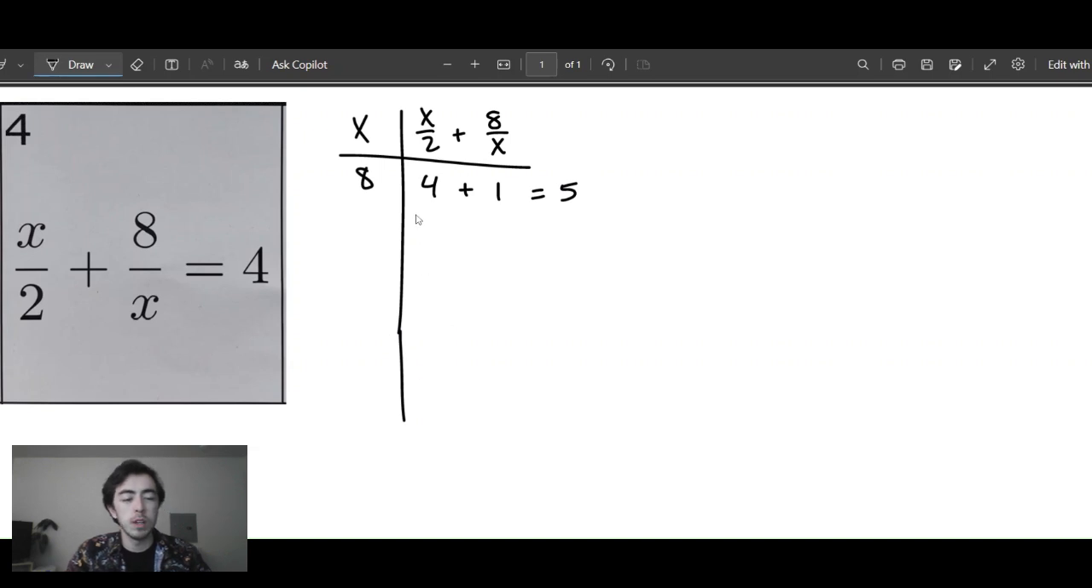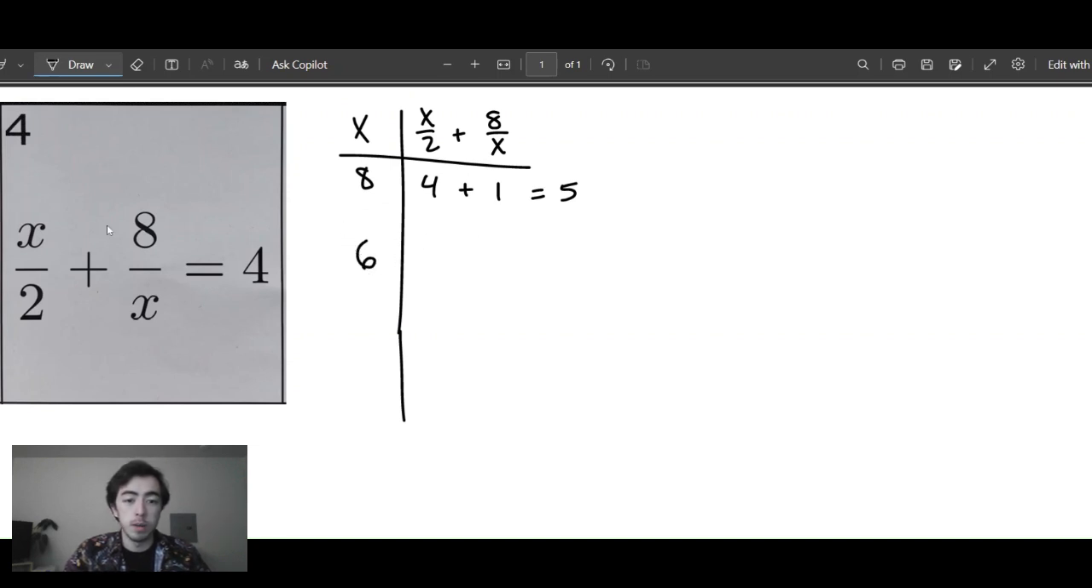Now, I don't really want to plug in odd numbers just because dividing that by 2 and then doing 8 divided by an odd number, that's really not going to be that helpful. And I feel like I'm going to get weird, wacky decimal numbers. So the next reasonable number in my mind to plug in would be a 6.